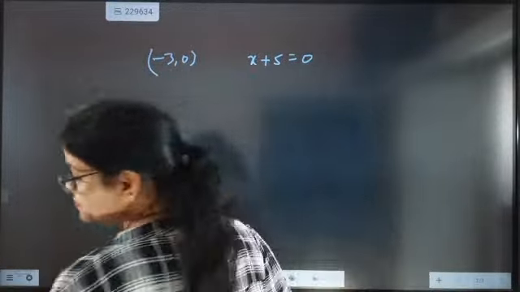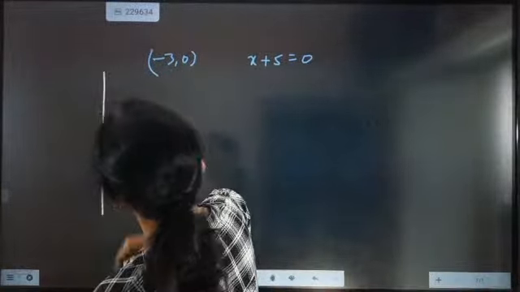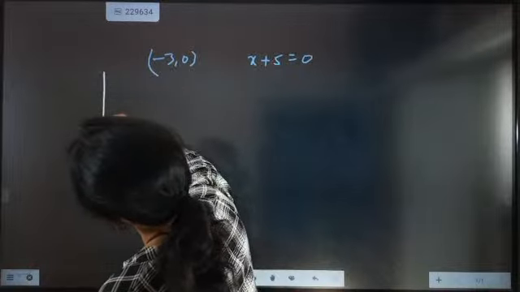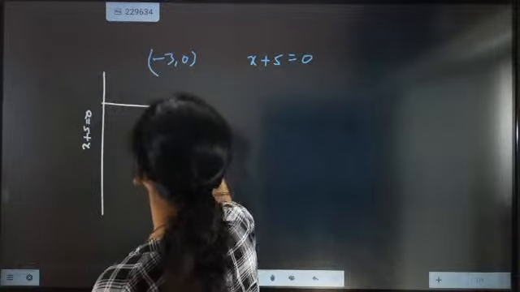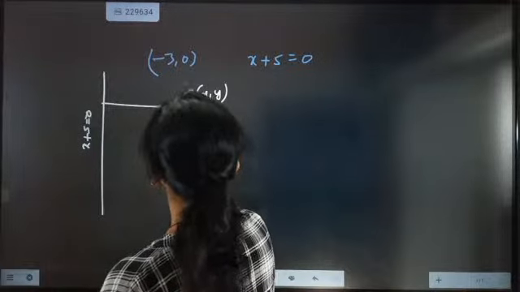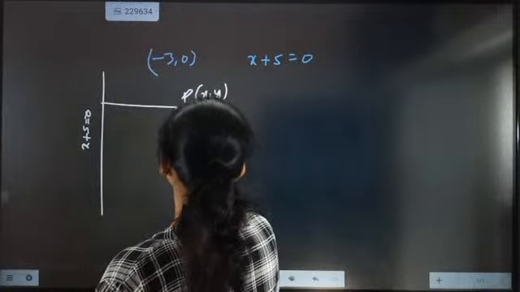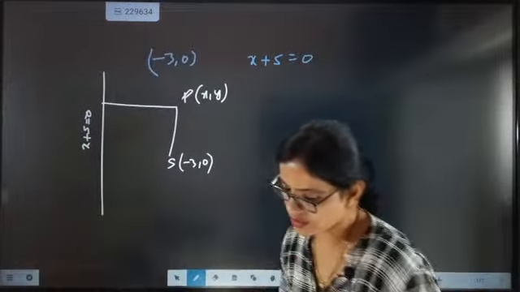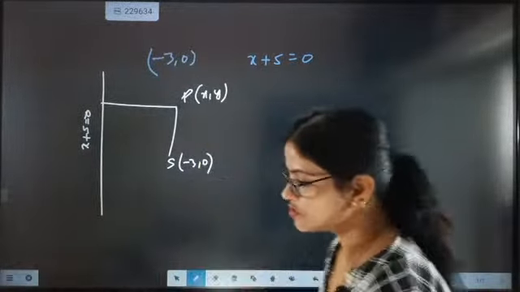Directrix equation x + 5 = 0, focus (−3, 0). What is the focus in this question exactly, Kritika? Now go for solving this question, beta.